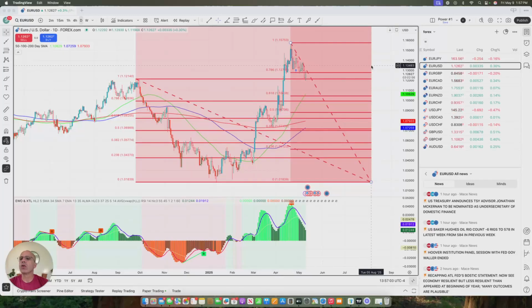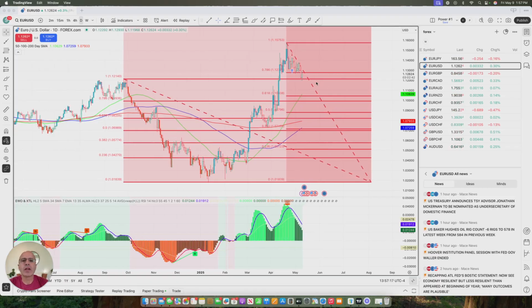Hi guys, this is a follow-up with the Euro USD. So we are on the daily chart. We have everything like the Fibonacci retracement, the 50, 100, and 200 exponential moving average, and the histogram. As you can see right here, the market dropped and made a beautiful reverse bar.